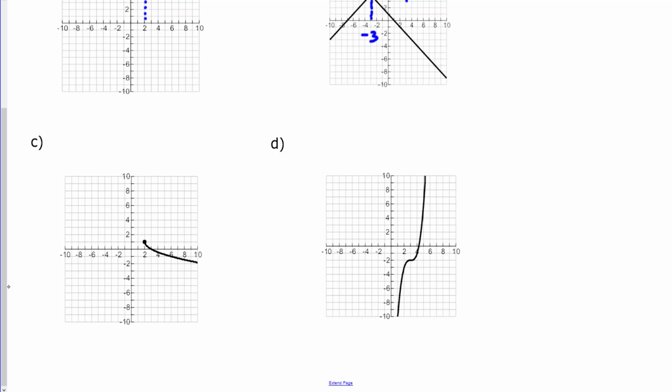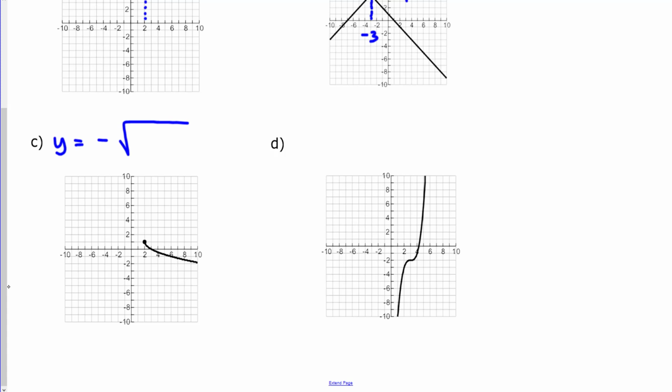For part C, I'm looking at this function and identify it as a square root. So I'm just going to write y equals square root, and I'll fill in the rest in a minute. Okay, so the square root normally should be going upward like this. Because it's going downward, that means there's a negative out front.